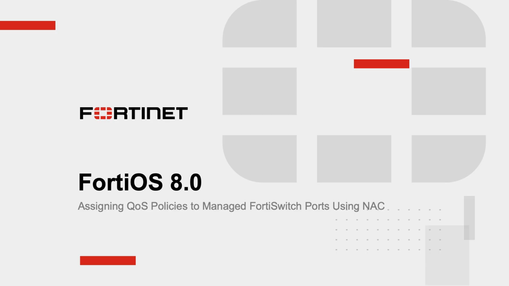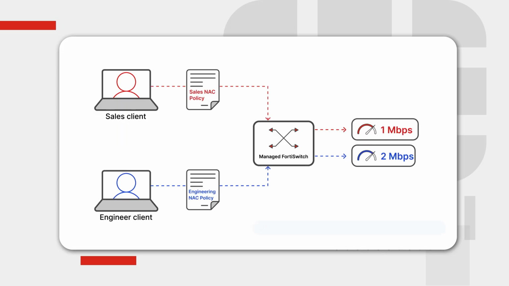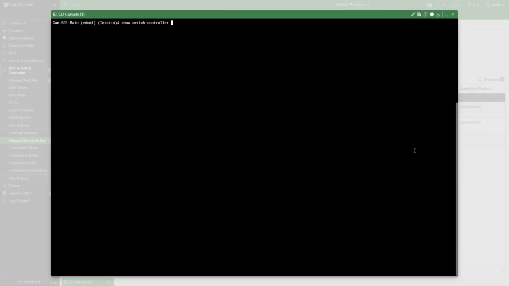Hello and welcome. In this video, we will demonstrate how NAC policies can automatically apply QoS policies to manage FortiSwitch ports based on connected client devices. This capability extends NAC-based port control by allowing different bandwidth limits to be applied dynamically when devices match specific NAC policies. We will begin by creating two QoS queue policies.